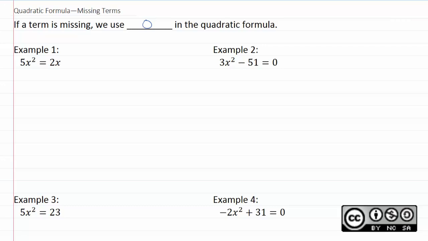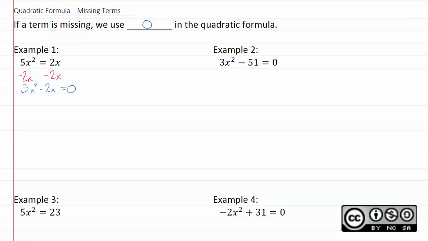If you look at example 1, that problem's actually easier if you don't use the quadratic formula. We have 5x squared equals 2x. Some of you may think that you could divide by x, but don't do that. If you do that, you'll lose a solution, so never ever divide by a variable. Instead, we're going to do what we always do, get everything on one side. So we'll have 5x squared minus 2x equals 0.